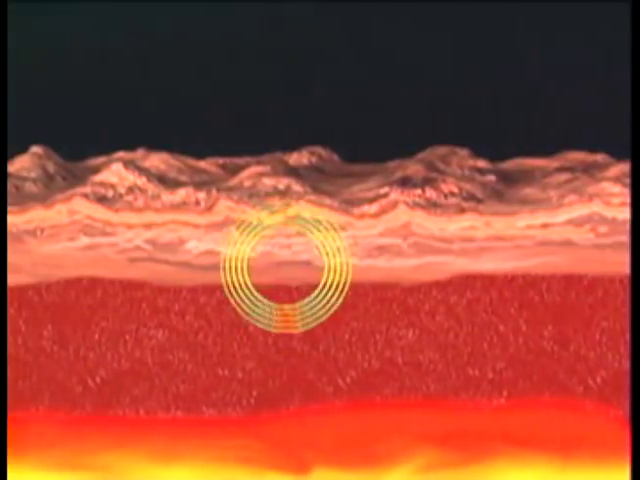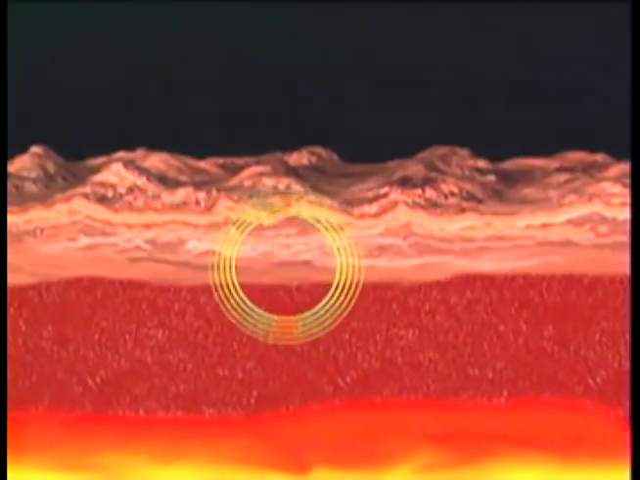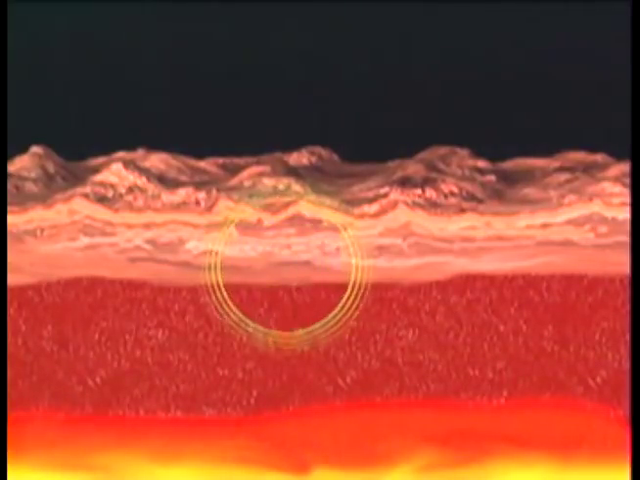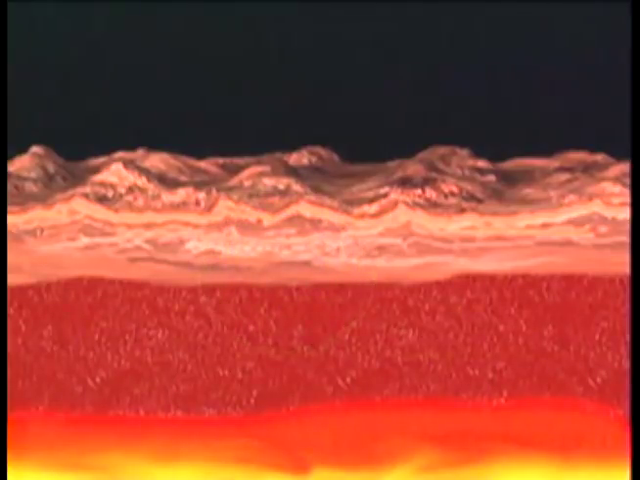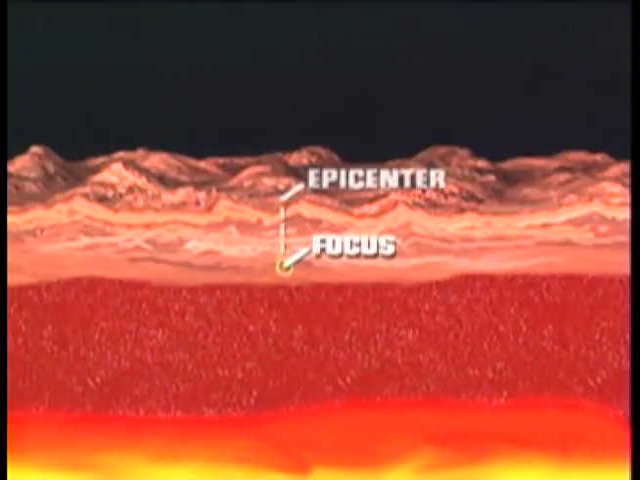If the disturbance is big enough, the waves will eventually reach the surface, where they can cause considerable movement referred to as an earthquake. The place where a fault slips is called the earthquake's focus. The point on the Earth's surface directly above the focus is called the earthquake's epicenter.